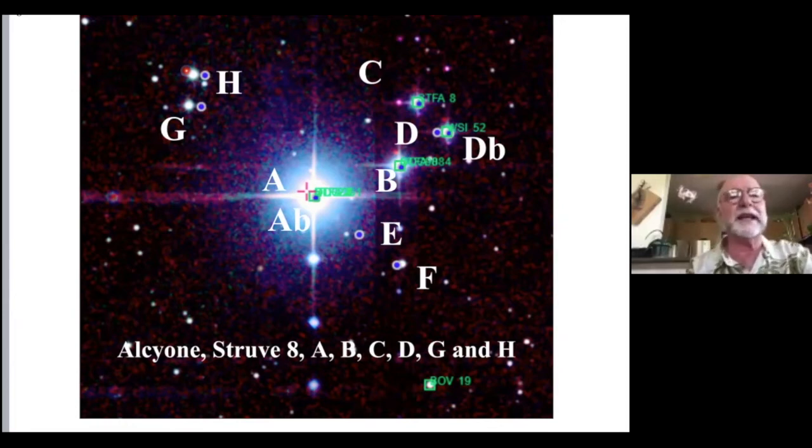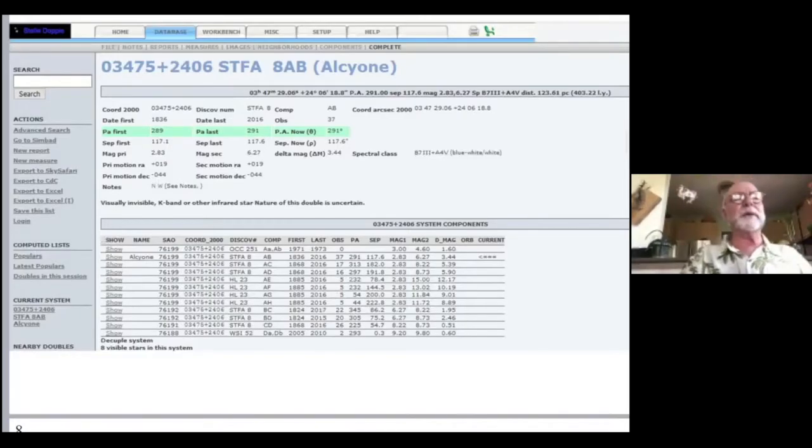Okay, so that gives you an idea of Alcyone. That's really fun. Now, a Stelle Doppie page of the star Alcyone, Struve 8AB, also shows all the identifiers here. And I'll just point out, you see the magnitude, you see the separation, you see the PA of A and B, and then you can go on down. Also you see E and F are 15 and 13. You're not going to get those even with a 20 inch, well, you might get them with a 20 inch scope if you got good conditions.